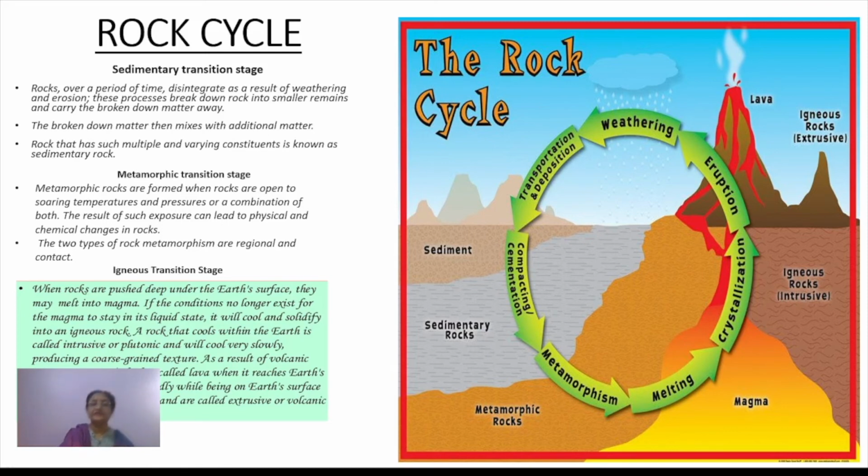In the same way, how are the igneous rocks formed? These rocks are pushed deep under the earth's surface, and they may melt into magma. Any type of rock, if it is buried inside the earth's surface and slowly goes further deep inside, reaches a depth where it starts melting. So what is formed out of it? Magma. And if the conditions no longer exist for the magma to stay in its liquid state, it starts cooling and solidifying at that depth below the earth's surface.